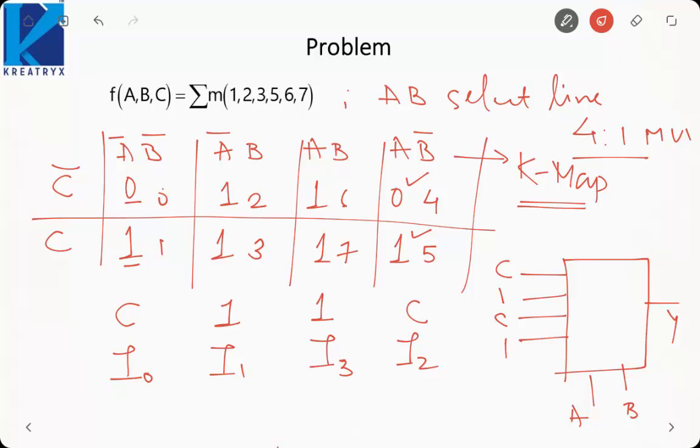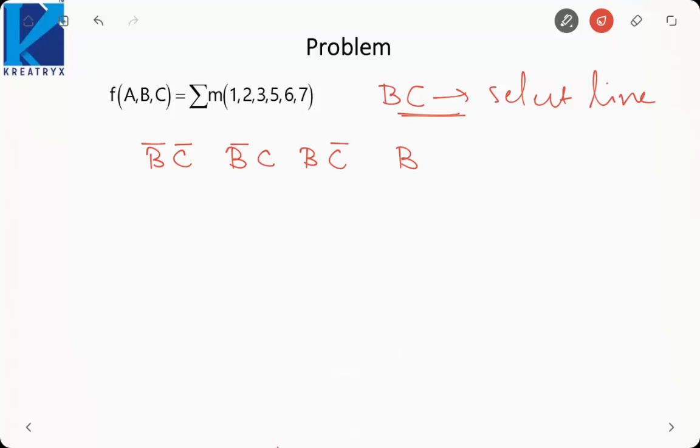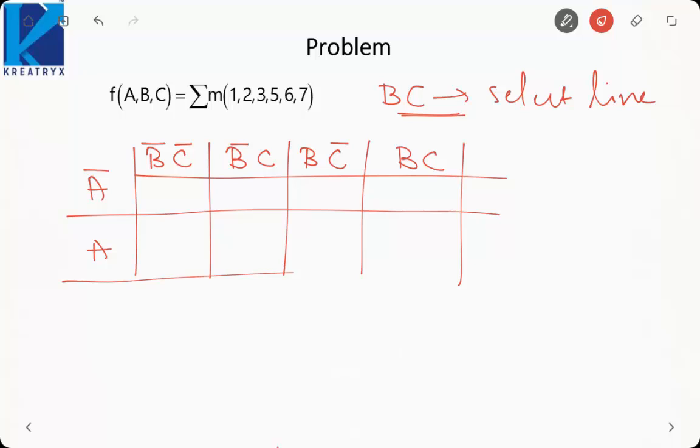Now let us change this select line. What about if I ask you the select lines should be, let us say BC. BC is my select line. So if BC is the select line, 4 possible combination: B bar C bar, then B bar C, then BC bar, then BC. Here A bar and A. A bar B bar C bar will give you 0th minterm. That means 0. A bar B bar C 1. A bar B C bar 2. A bar B C 3. A B C bar 4. 5. Then 6. Then 7.